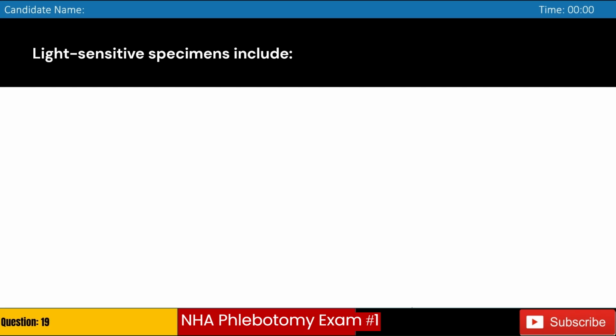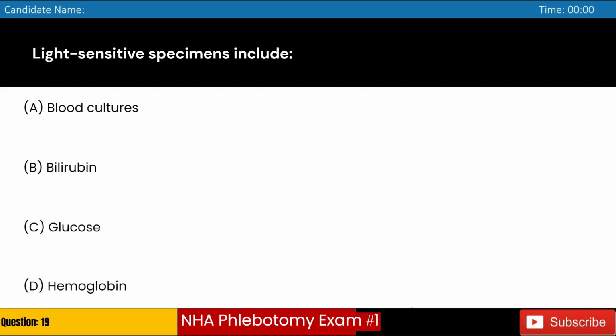Light-sensitive specimens include: A. Blood cultures. B. Bilirubin. C. Glucose. D. Hemoglobin. Answer B. Bilirubin and some vitamins are light-sensitive and should be protected from light exposure.